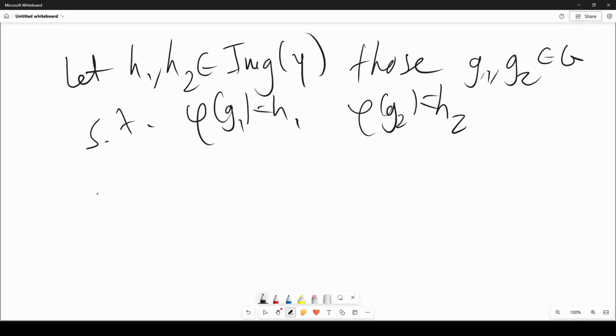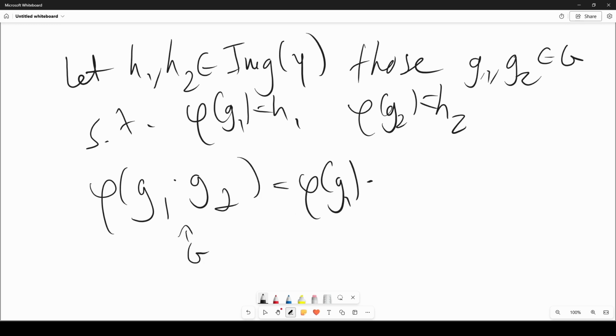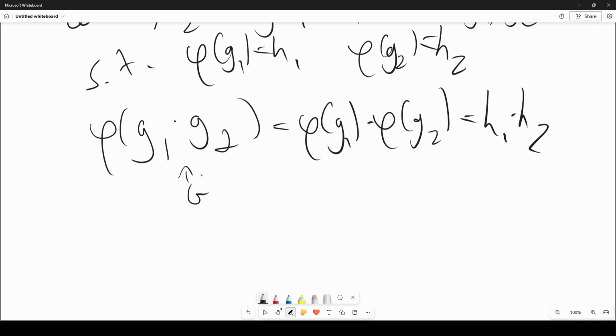Okay, well, we notice that if we take phi of g1 times g2, which is in G, this equals phi of g1 times phi of g2, which equals h1 times h2. But if you notice, this is exactly what we mean by h1 h2 being in the image. There exists something in G, g1 times g2 to be clear, such that phi of g equals h1 times h2. Thus, h1 times h2 is in the image.